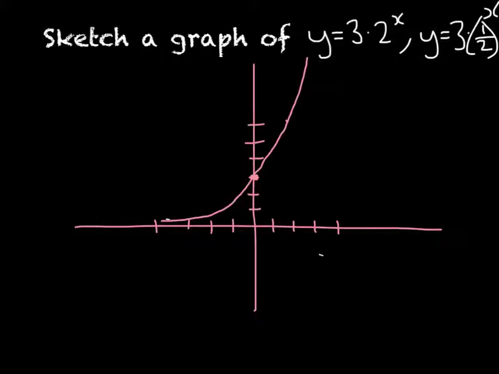Now, what about y equals 3 times 1/2 to the x? It's the exact same thing, except the opposite. So when x equals 1, we have y equals 1.5, and when x equals -1, we have y equals 6. And we can see that these two graphs are exactly symmetrical.